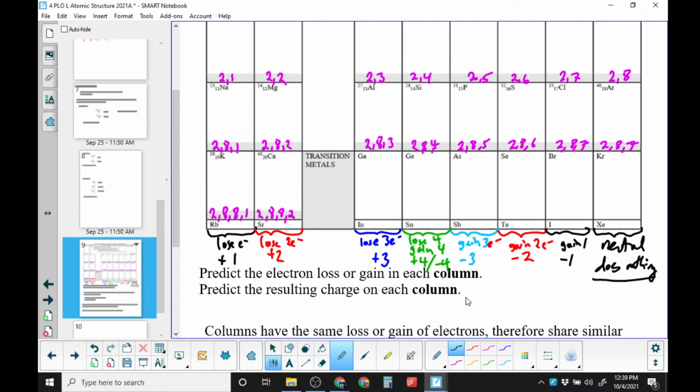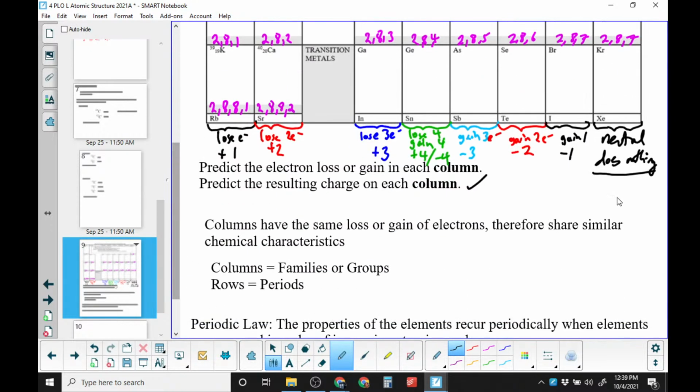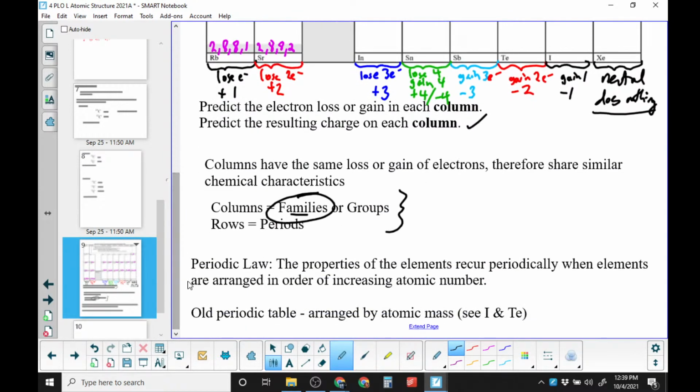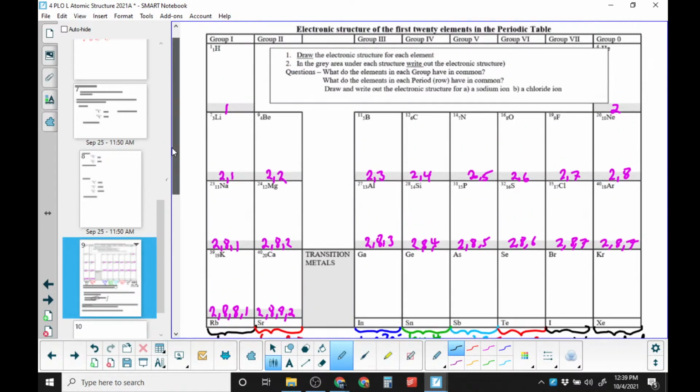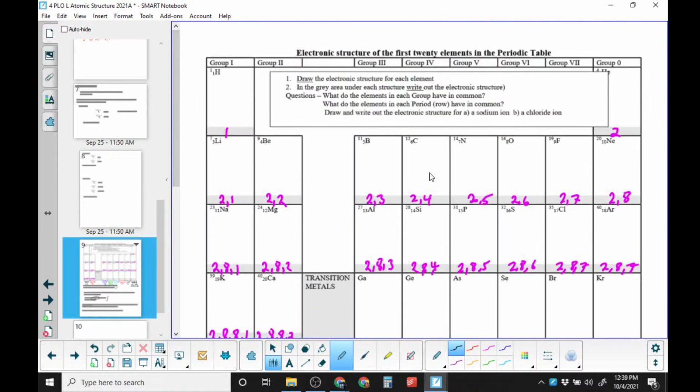So we predict the electron range, we predicted the charge. Columns have the same loss or gain, which is why we call them families. So a little bit of review from last year. And this is also why we have something called the periodic law and why the periodic table is called the periodic table. Because if we go through, we get plus 1 ions, plus 2, plus 3, plus or minus 4, minus 3, minus 2, minus 1, 0, and then it's plus 1 again. And so they repeat in order. It's a period because all the properties occur on a very periodic, very set basis.